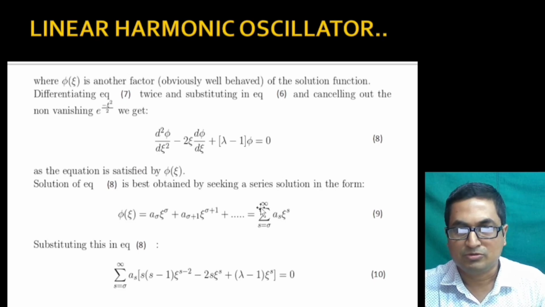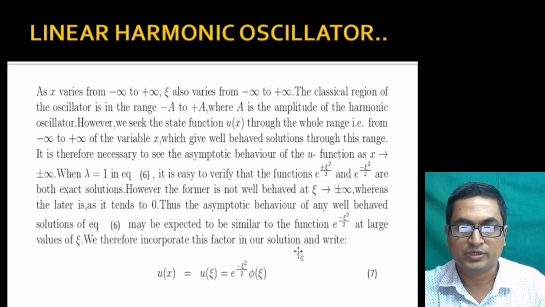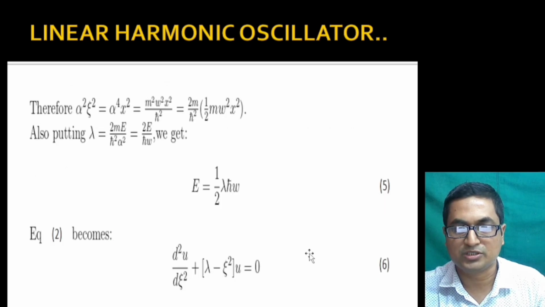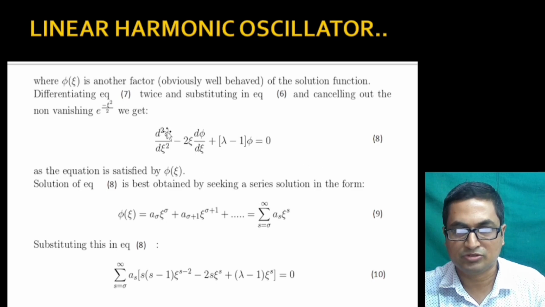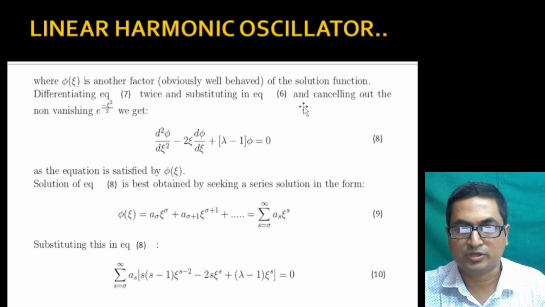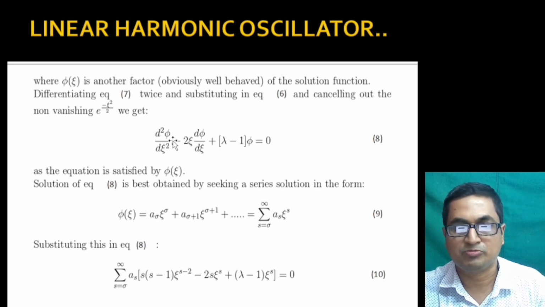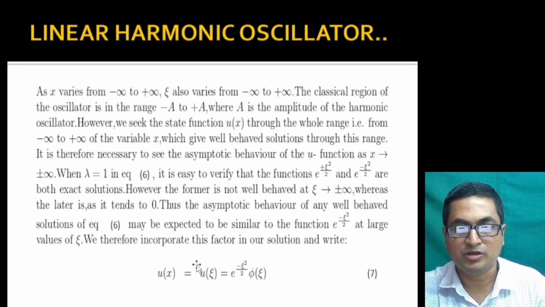Now to solve 6, we put 7 in it, and equation 6 now becomes this one. So equation 6 is no longer in terms of u, it's in terms of phi now, helping us to find out phi. Once we find phi, we can find u, and that will be the wave function that we want.